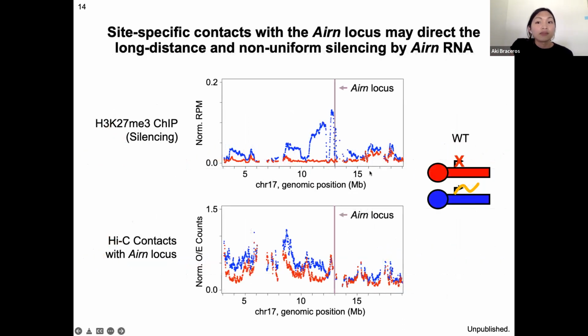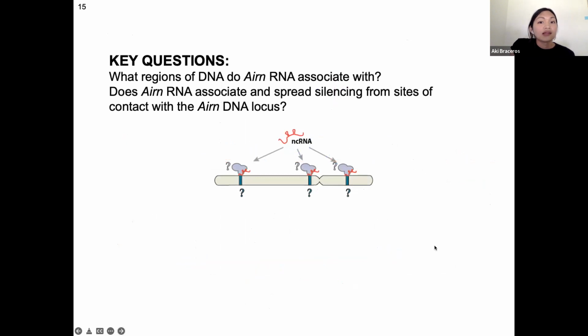So now when we overlap the silencing data on the top with the Hi-C contacts on the bottom, we can start to see some relationships that suggest that silencing by Airn is spreading via these sites of contact with the Airn locus. But still, we would like to know where the Airn RNA itself is forming contacts with DNA. And so that led us to ask some key questions. What regions of DNA does Airn RNA associate with? And more specifically, does Airn RNA associate with and spread silencing from sites of contact with the Airn DNA locus?